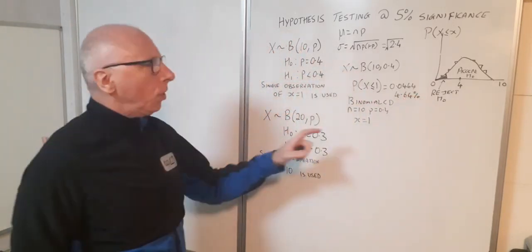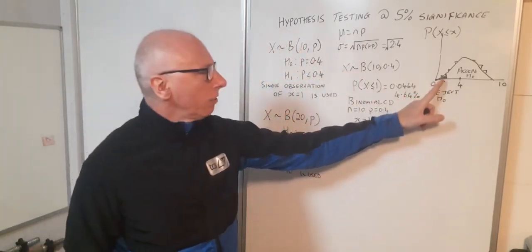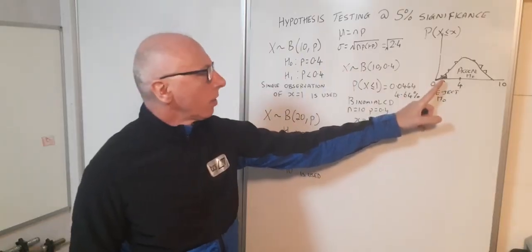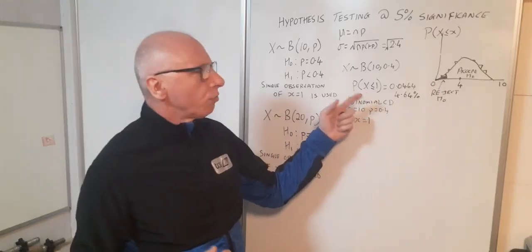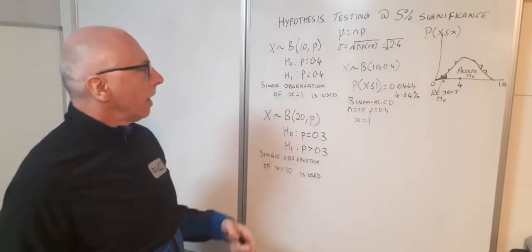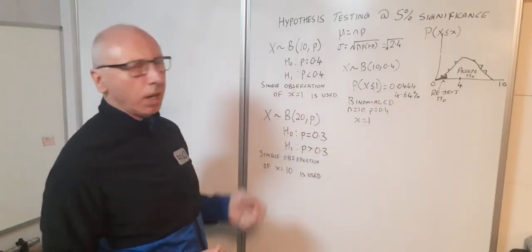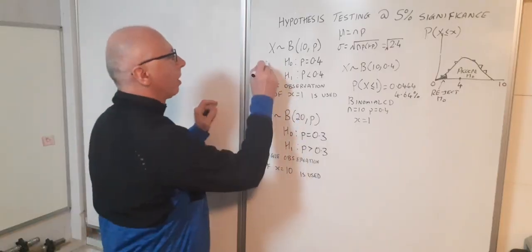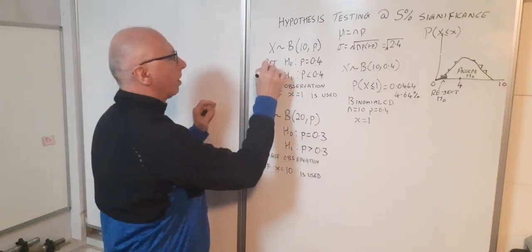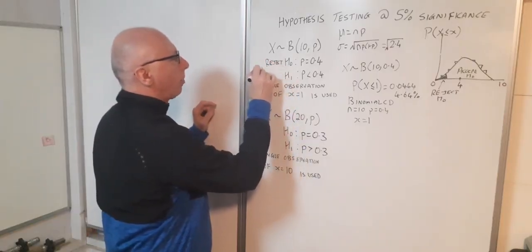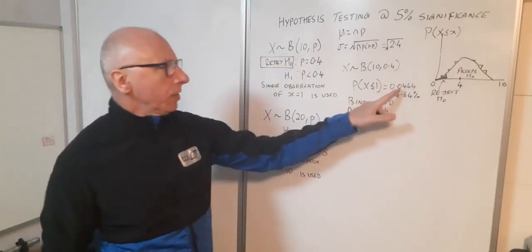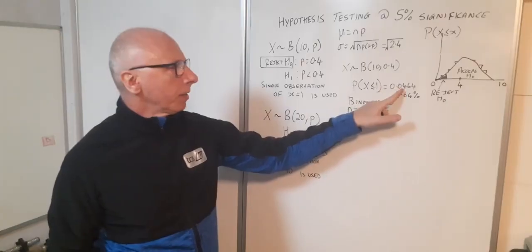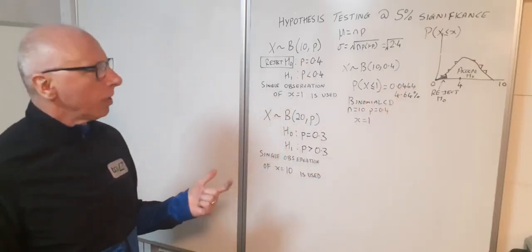So that is going to fall inside our rejection region. Therefore, in this case, there's evidence to reject the null hypothesis in favour of the alternative hypothesis. So in this case, we reject the null hypothesis by virtue that this value here is less than 5%. So that's how we would deal with that one.